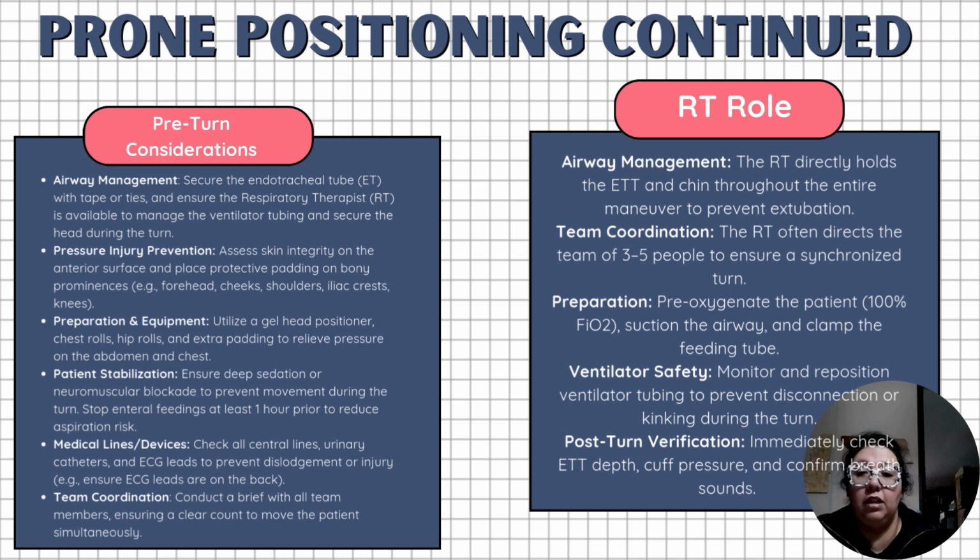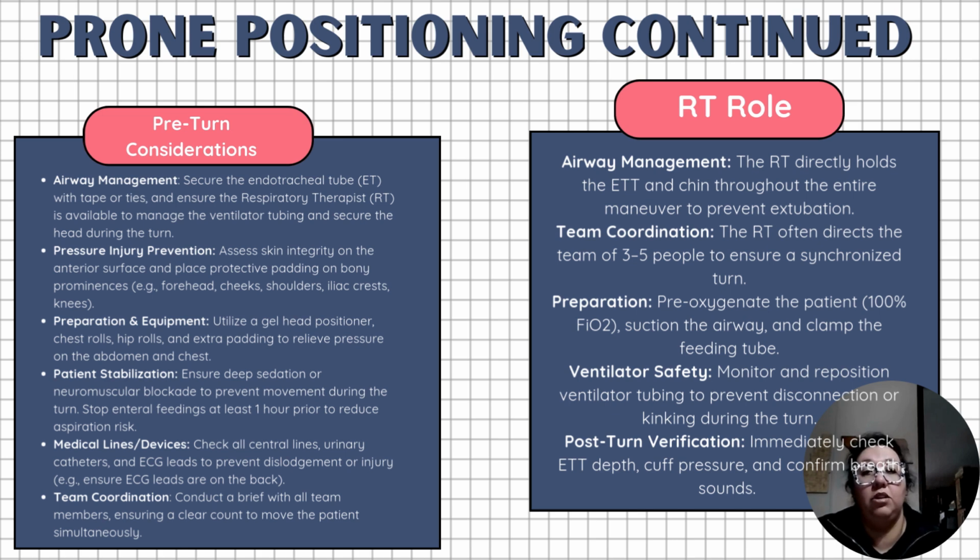Team coordination, conduct a brief with all the team members. Just make sure that everybody knows their role, everybody knows what way the patient is being moved, so everybody does it simultaneously. And then the role for the RT is to secure the airway, to make sure that the ET tube is intact and in place at all times. So the RT will directly hold the ET tube and chin throughout the entire maneuver to prevent extubation.